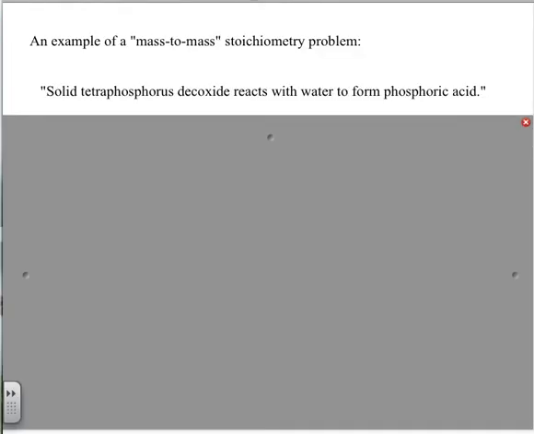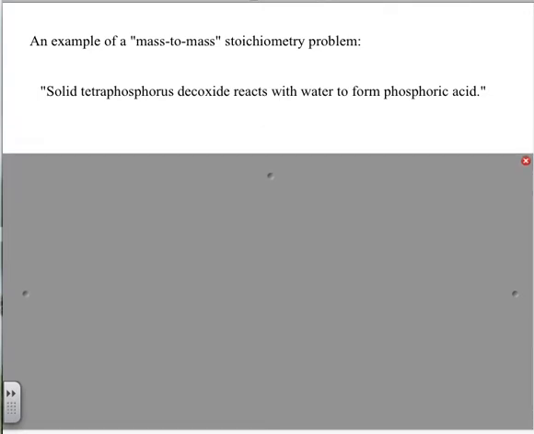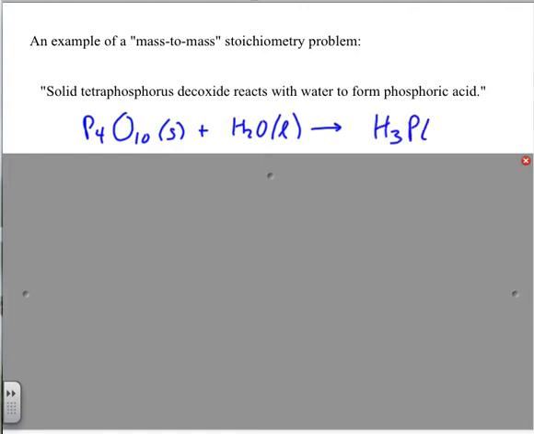Solid tetraphosphorus decoxide reacts with water to form phosphoric acid. Well, we start every stoichiometry problem by writing and balancing an equation. Tetraphosphorus decoxide must be P4O10, using prefixes, reacts with water to form phosphoric acid. I do not expect you to have memorized the formula of phosphoric acid, but I do expect you to have your nomenclature sheet with you, so you can look up and see that it has the formula H3PO4, and acid should always be written in the aqueous phase.